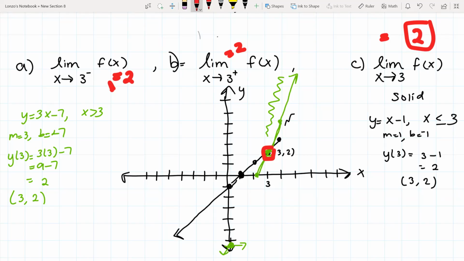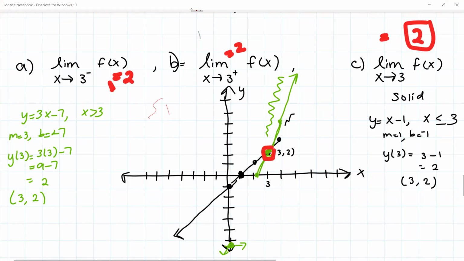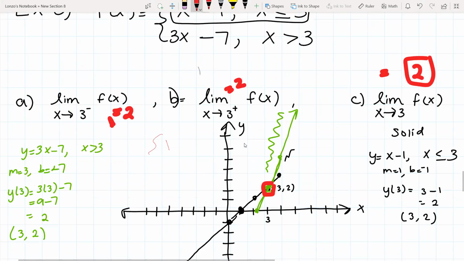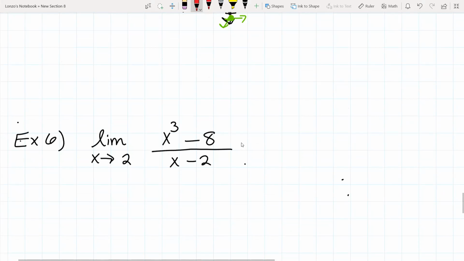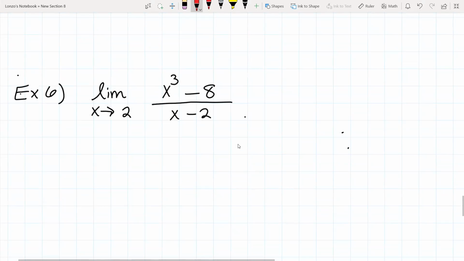Try to find black. Okay. I can't find black, so we'll just have to use red. So this is an example of using a limit using piecewise function. Okay, so let's move on to example 6.